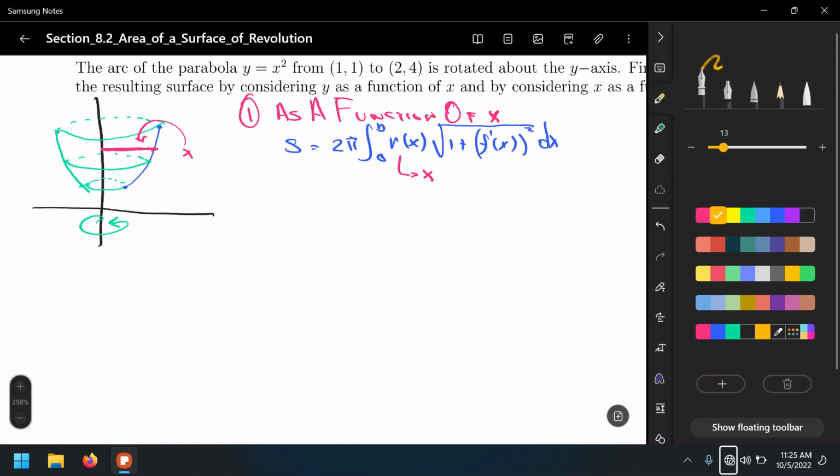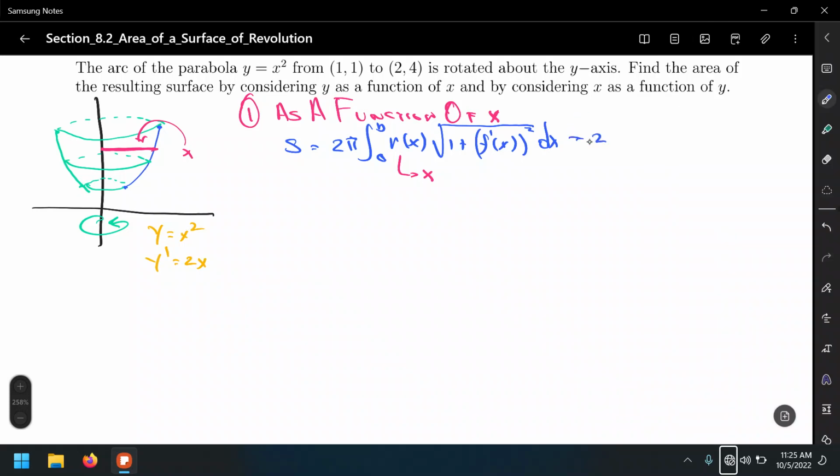So what do we need to do? Let's find the derivative of the given function y equals x squared. That's an easy one, just 2x. So that's going to give us the following integral: 2 pi integral from a to b, in this case from 1 to 2, because we're given ordered pairs this time. If we are evaluating an integral in terms of x, we use the x values of the given ordered pairs.